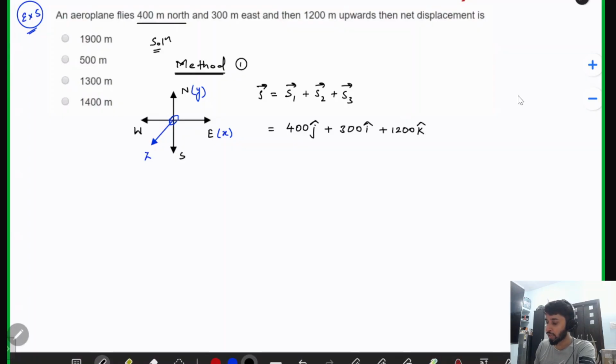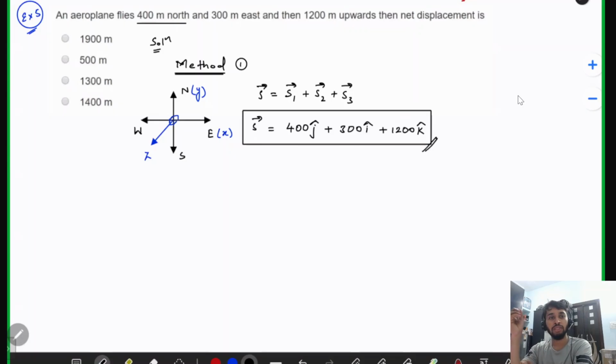So now overall, the displacement is the displacement vector. Now what we need is the magnitude of this vector. So this is the net displacement, but in vector form. Here they have given options in terms of magnitude, not in i cap j cap notation. So displacement here will be simply the magnitude of this displacement vector.